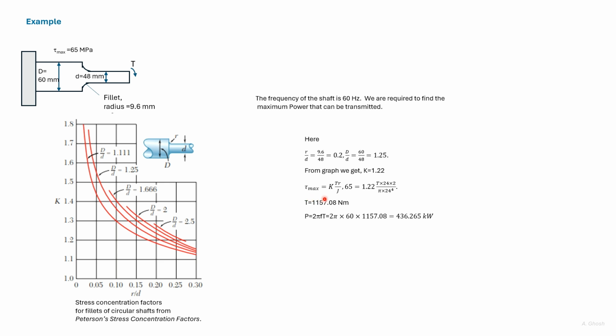Now tau max is equal to K times the nominal stress, but the nominal stress is given as Tr by J. So putting in the values, we can find out the torque that can be applied without failure. We are given the frequency, so power is equal to 2 pi f T, and we find out the maximum power that can be transmitted.